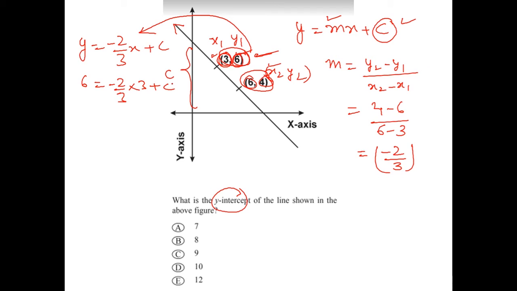Now the only unknown variable in this equation is c, so we can find out the value of that. The 3 gets cancelled, so c would be 6 plus 2, which is 8. So c is equal to 8. That's your answer. c is nothing but the y-intercept. B is the correct answer. Hope this is clear. Now let's move on to the next question.